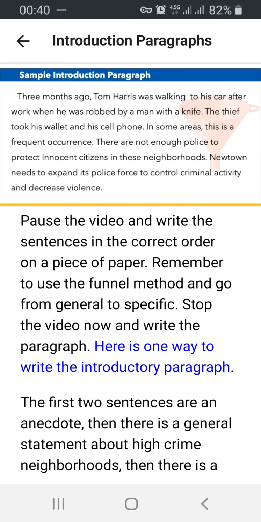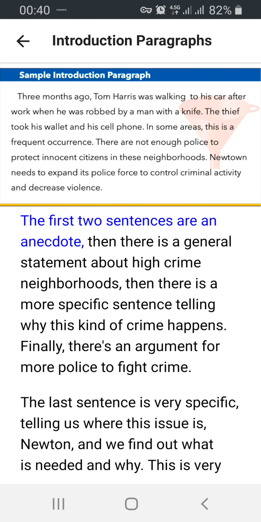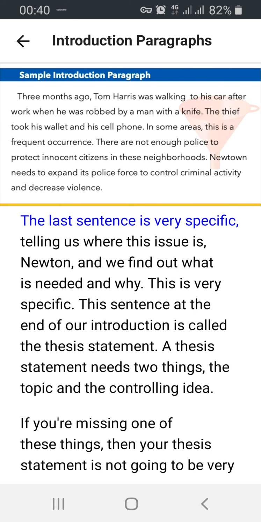Here is one way to write the introductory paragraph. The first 2 sentences are an anecdote. Then there is a general statement about high crime neighborhoods. Then there is a more specific sentence telling why this kind of crime happens. Finally, there's an argument for more police to fight crime. The last sentence is very specific, telling us where this issue is, Newton, and we find out what is needed and why. This is very specific. This sentence at the end of our introduction is called the thesis statement.